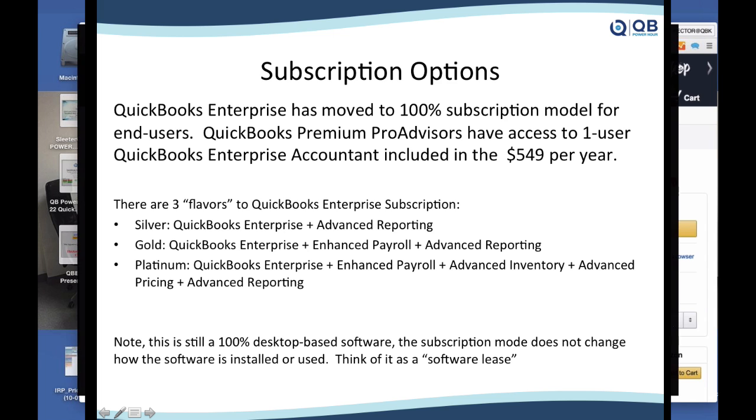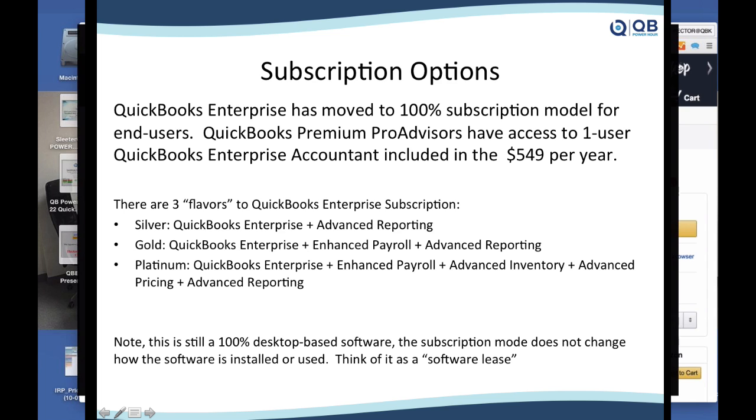But let's talk about ProAdvisors. You're going to have a version of Enterprise for yourself, for one user. Most of you are ProAdvisors, I think here, and that's $549 per year. Now for the users, there's going to be 3 flavors. We're going to see the silver subscription, which is going to be the core Enterprise product that we're talking about now, and the advanced reporting new module that was introduced last year.